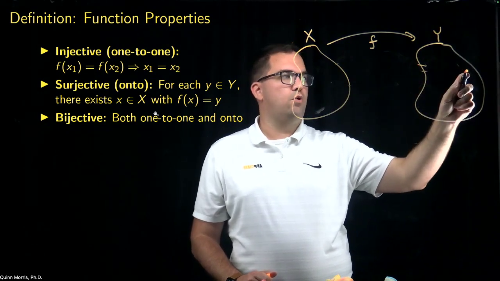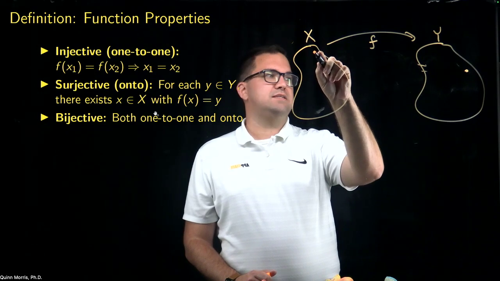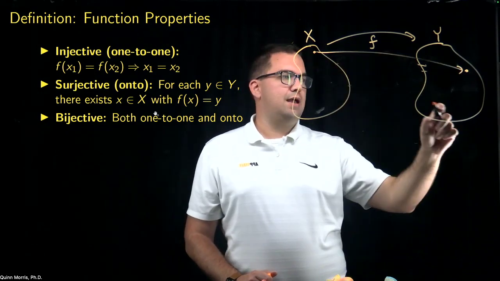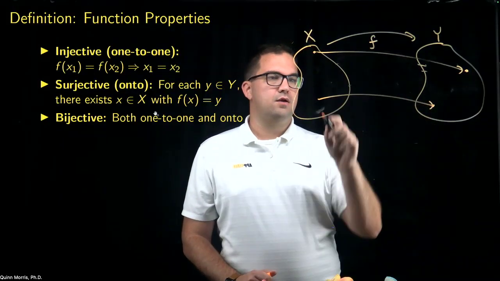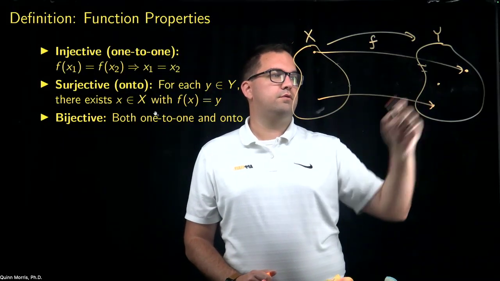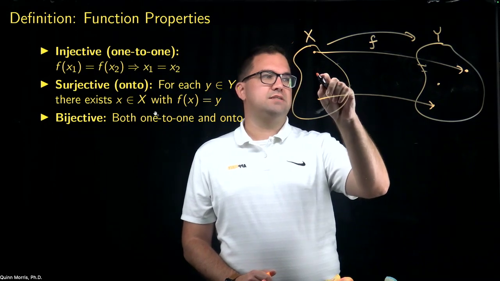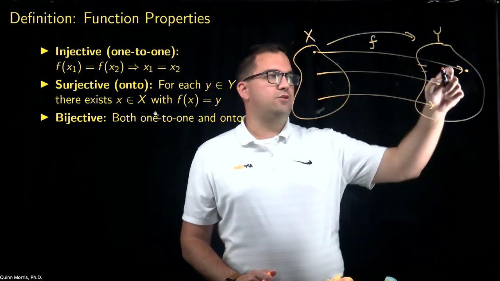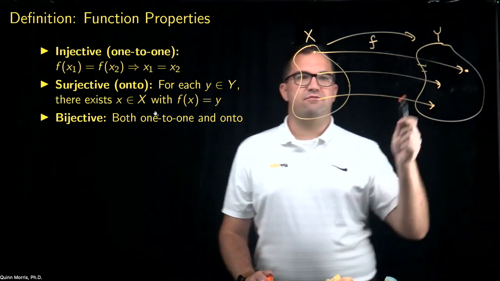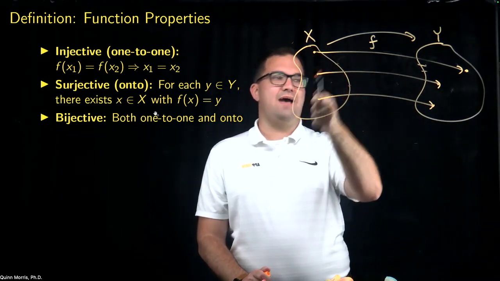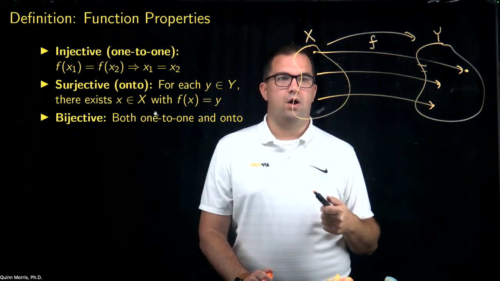So pick any y you want, then there's some x here that maps to that. And you can always find, for every y over here, a value of x so that f of x maps to y.